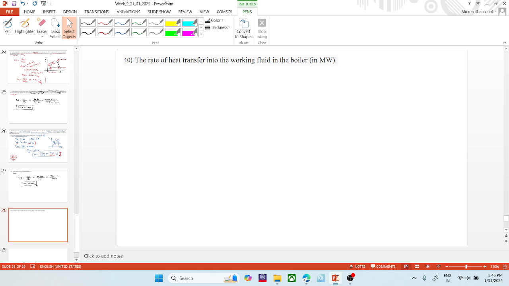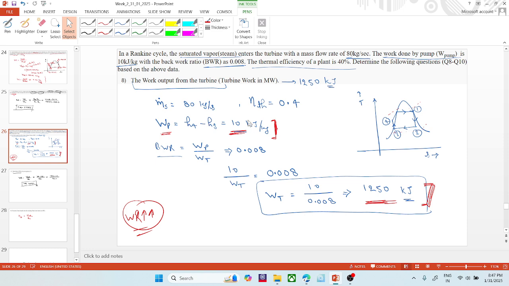Next, the heat transfer rate into the working fluid in the boiler, this thing we have to determine. We know that the thermal efficiency is the net work done divided by the heat in. Okay, I have done one mistake here. Not a mistake, this is just an extension.